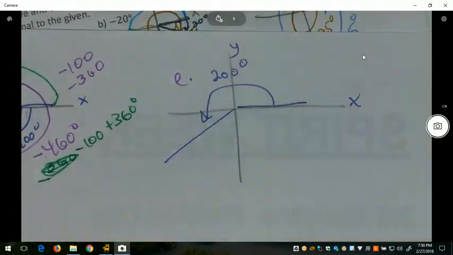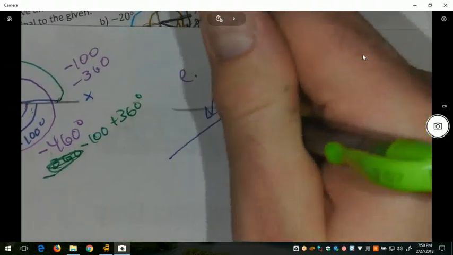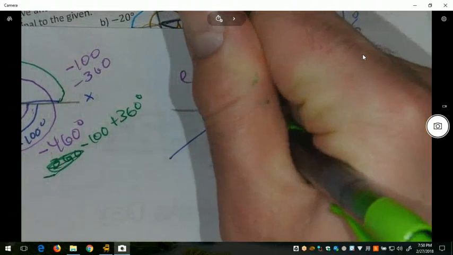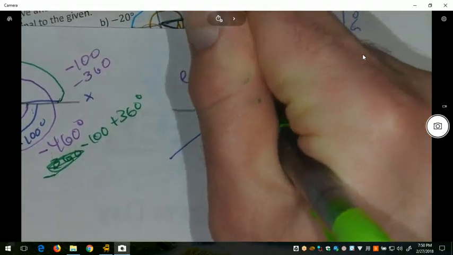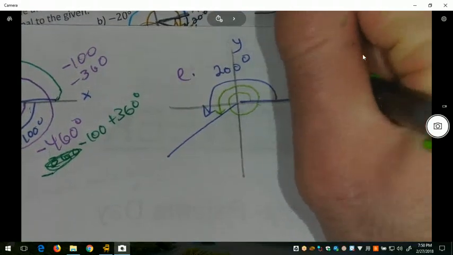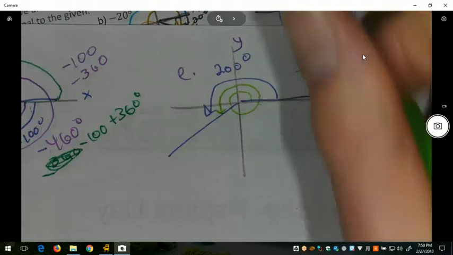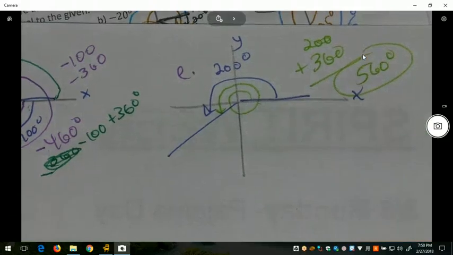On letter E, we have a 200 degree angle to begin with. We could spin around an additional 360 degrees if we wanted. So it went around one time, 360 degrees, and then the additional 200. 200 plus 360 gives us 560 degrees as one of the coterminal angles.